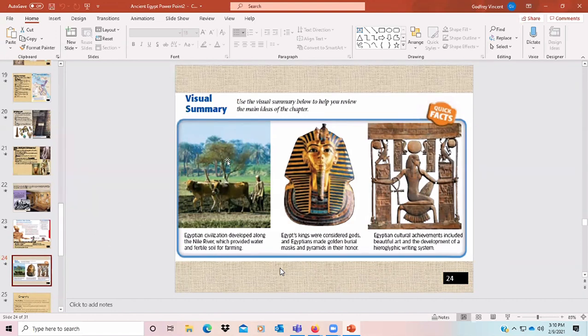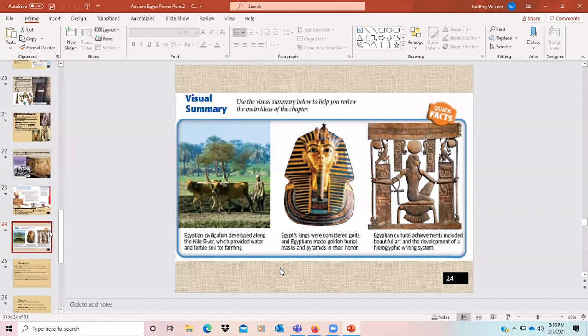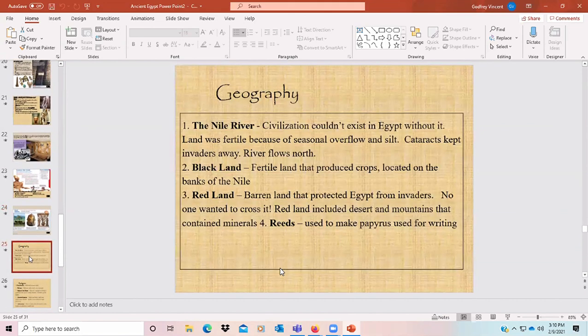So just a summary, Egyptian civilization developed along the River Nile, agriculture because of the soil. Egyptian kings were considered gods. And this is Egyptian writing. So again, we come back to geography. The Nile River, because of the soil, it created two types of soil, black land and red land.